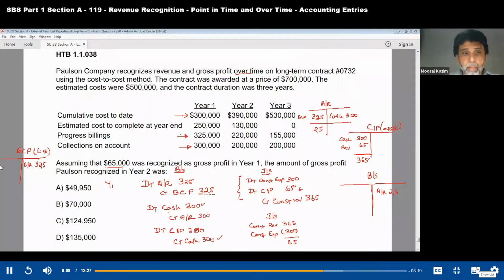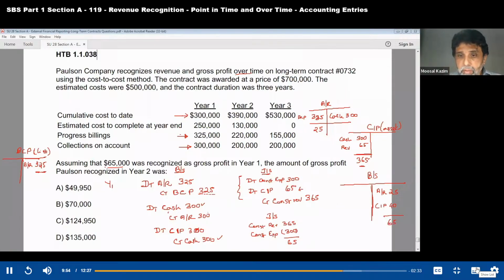So 365 is greater than 325. So we would show the net balance on the balance sheet. So the net 365 minus 325 is 40. So CIP, we would put it as 40. If the liabilities was greater, suppose the liabilities was 365 and asset was 325, we would have put BCP on the liability side as 40. They are generally current assets and current liability, but it depends on the circumstance. Okay, and that's it. And then this is 65.